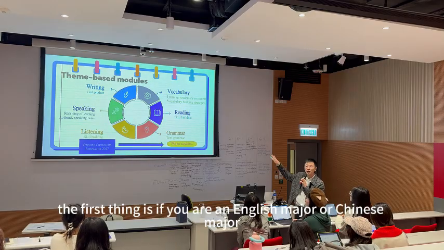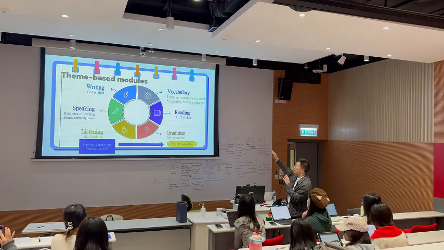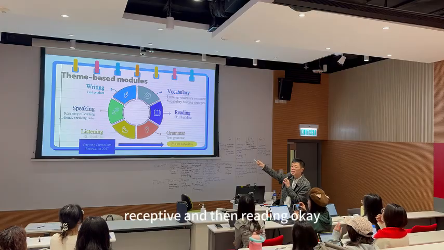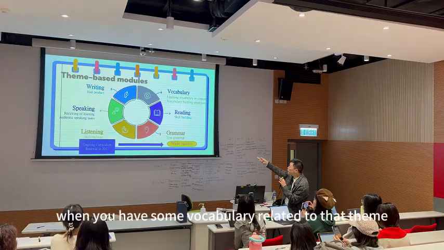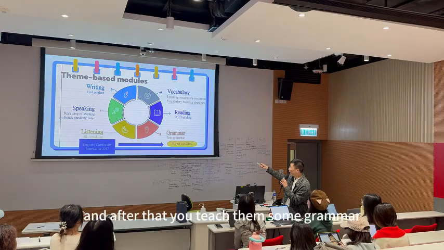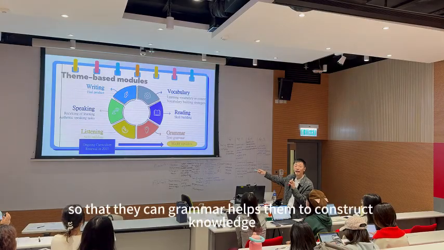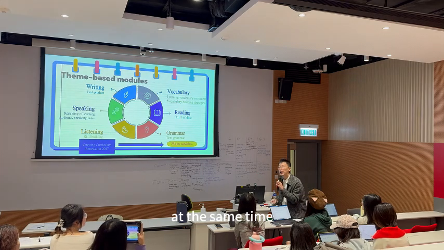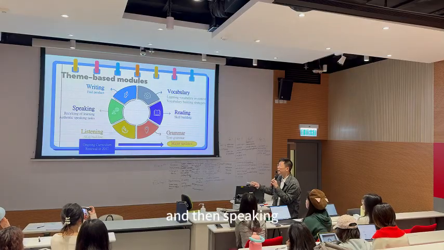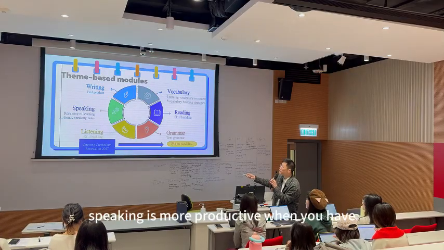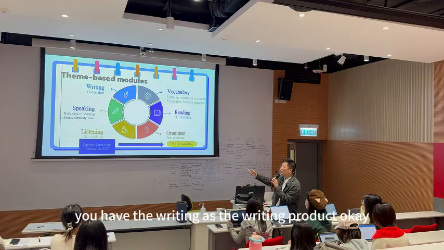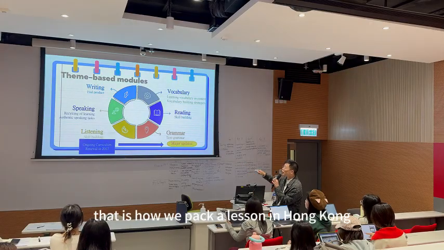The first thing is if you are an English major or Chinese major as well, we start with the vocabulary. Vocabulary is always the start. Input, receptive, and then reading. Okay, when you have some vocabulary related to that theme, then you can have some longer reading. And then after that, you teach them some grammar so that they can construct knowledge. At the same time, grammar helps them to read as well. Okay? Then listening. And then speaking. Speaking is more productive. When you have speaking, you try to recycle the vocabulary, recycle the grammar. Okay? And then at the end, you have the writing as the writing product. Okay, that is how we pack a lesson in Hong Kong.